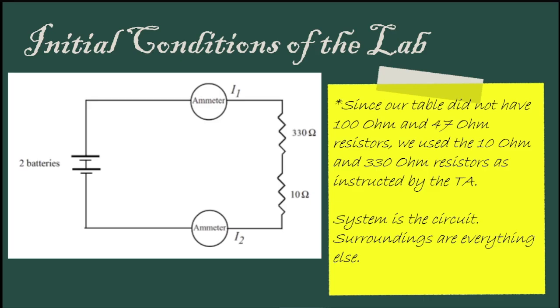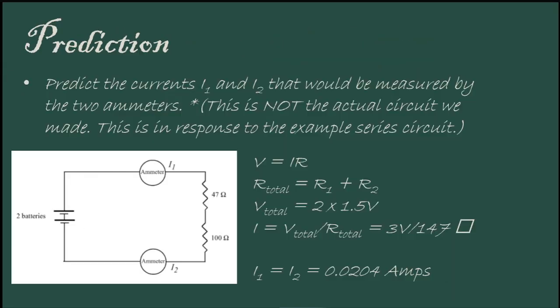Initial conditions of the lab. The system is the circuit and the surroundings are everything else. This is what our table's circuit looked like, because our table did not have 100 ohm and 47 ohm resistors. We had to use 10 ohm and 330 ohm resistors.